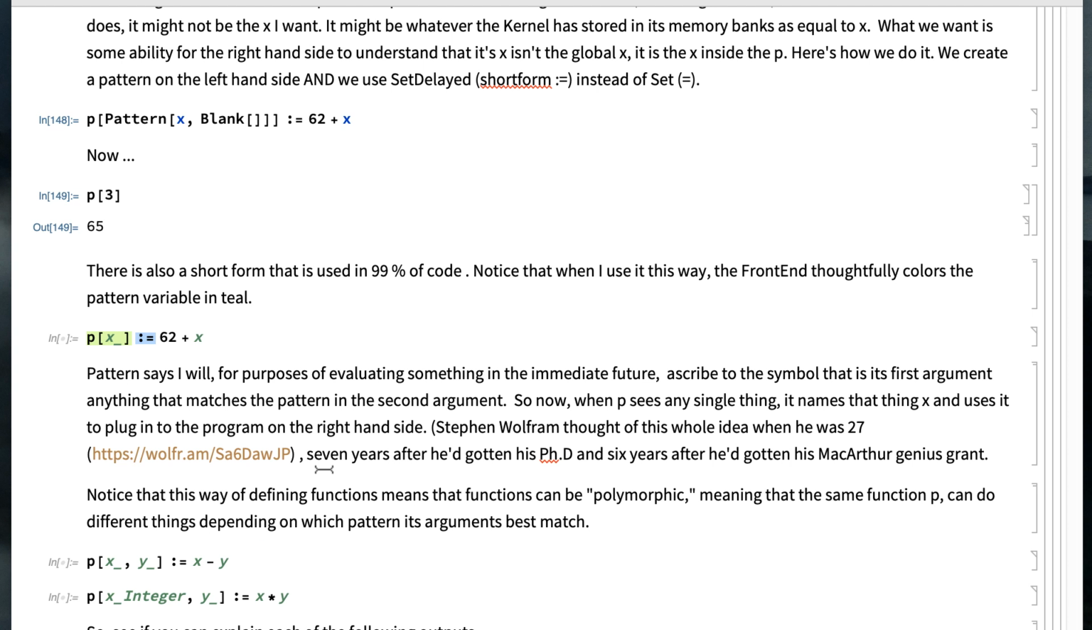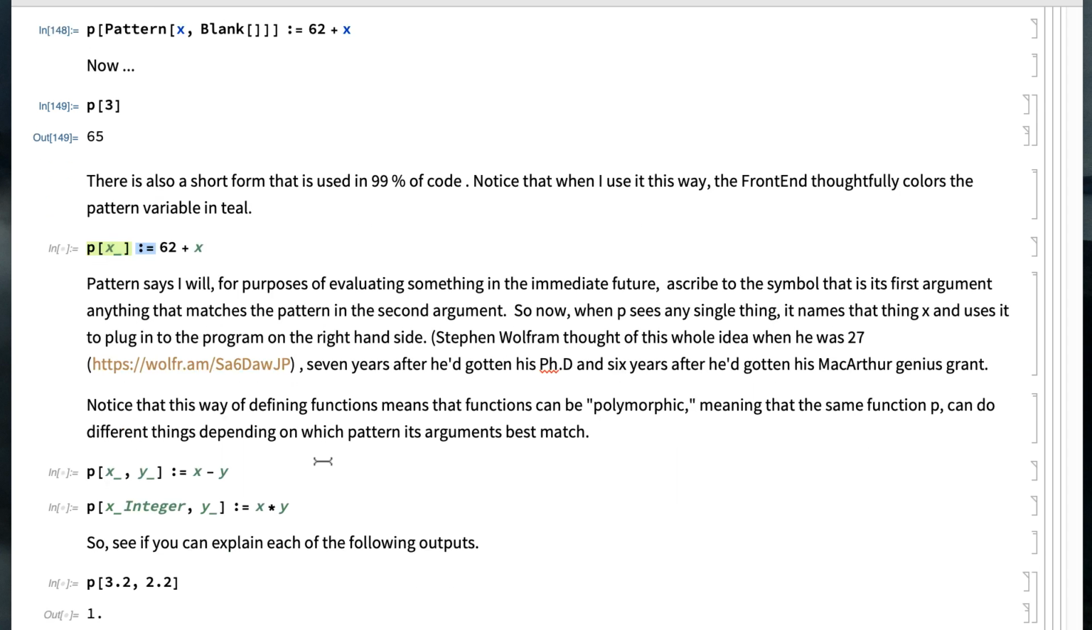This whole pattern matching thing is what Stephen Wolfram basically worked out when he was 27 and younger, which was 7 years after he'd gotten his PhD and he'd gotten his MacArthur Genius Grant and all the other things that make him extraterrestrial in levels of intelligence.